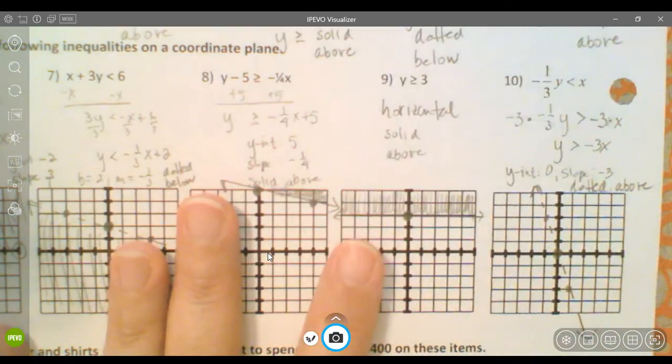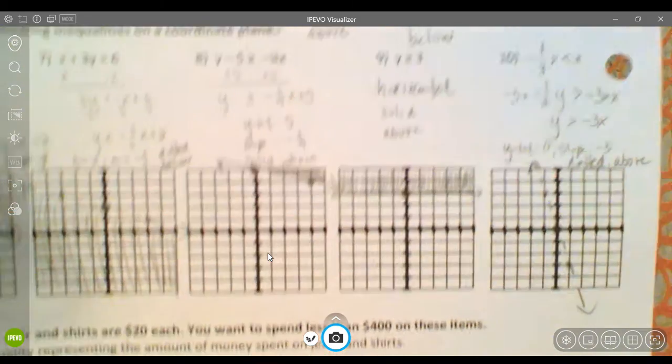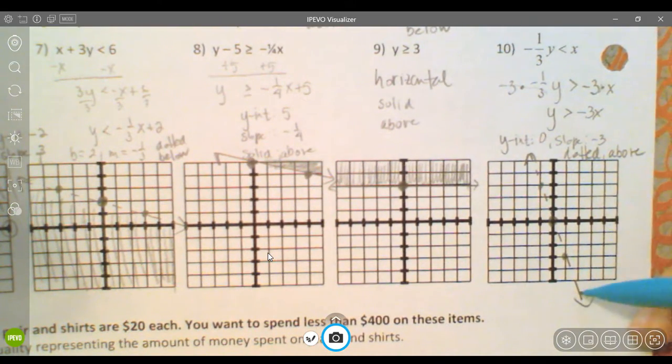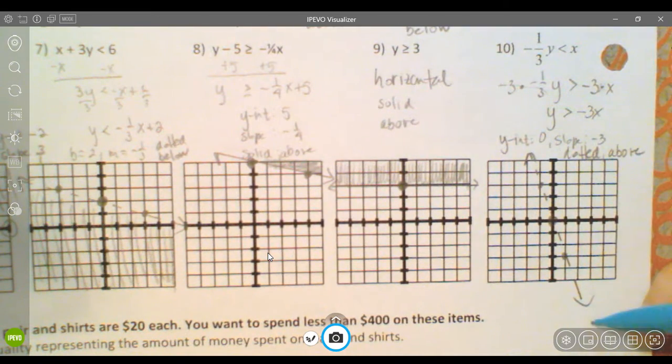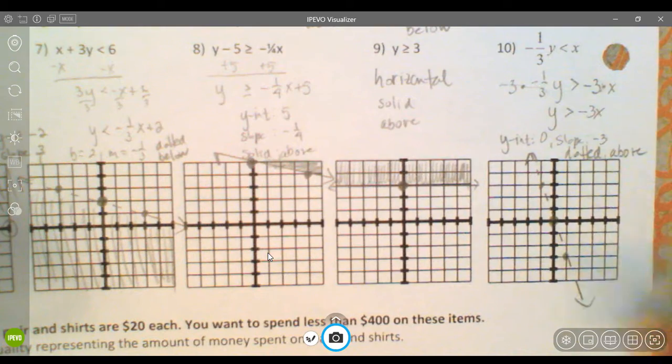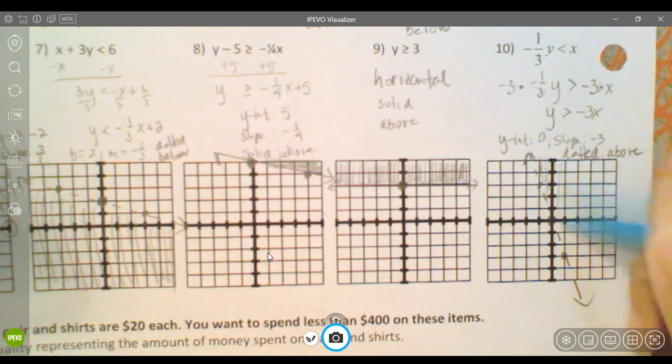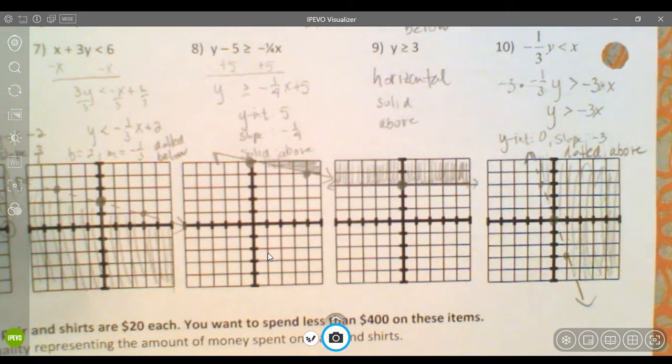And on a test, I would make this really solid so you could see it and it would be obvious. And then I also extend the dashes outside the plane just so you can see the dashes in the white space. And here, this is my top half, so we shade above. So pick a test point and you'll see that it's true.